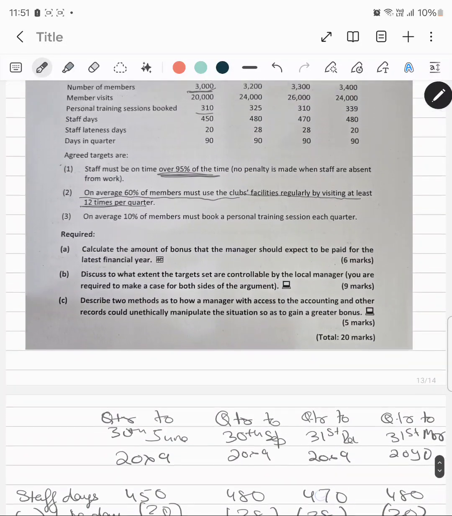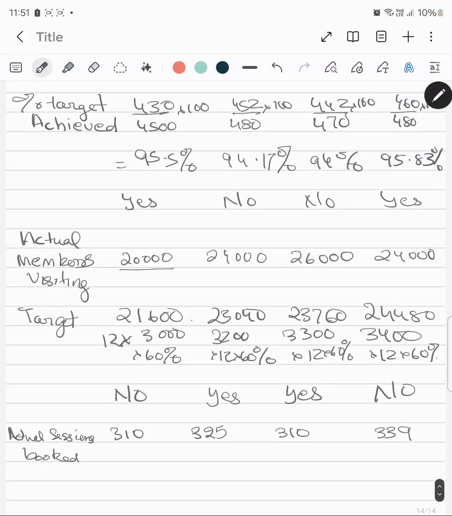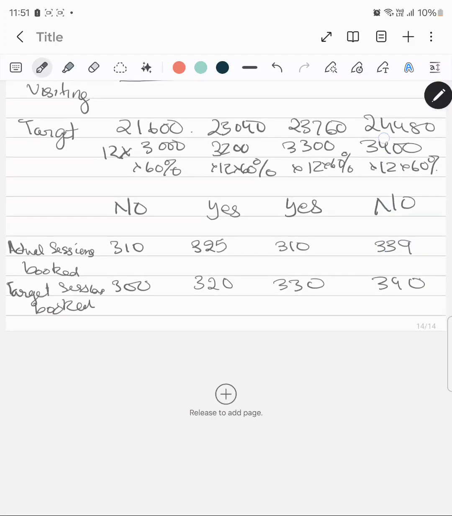But what is the target? Target is average of 10% of the members. So what are the actual number of members? 3,000, 3,200, 3,300, 3,400. So we'll calculate 10% of it and we will get the target number of sessions booked. So target sessions booked is 300, 320, 330, 340. Have we achieved the target?